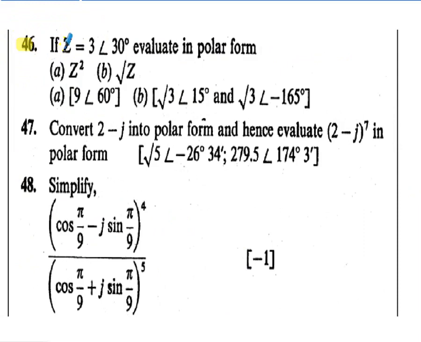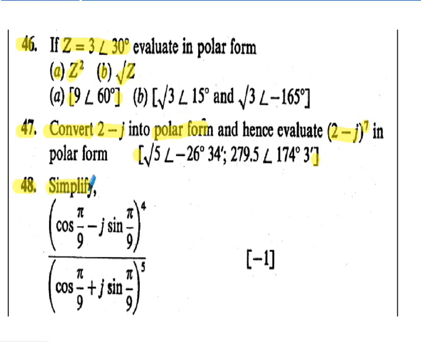Question 46, we're given a complex number z equal to 3 argument 30 degrees in polar form. We've got to evaluate part A, z squared, and part B, the square root of z. So again we can use DeMoivre's theorem here to solve that problem. Answer in the square brackets. Question 47, we're asked to convert the complex number in Cartesian form, 2 minus j, into polar form, and so evaluate 2 minus j all to the power of 7. Solutions are shown in the square brackets.